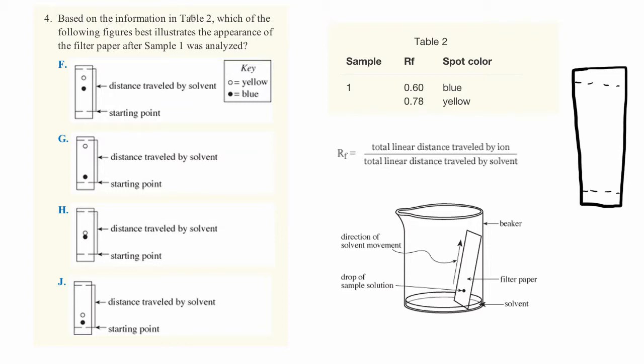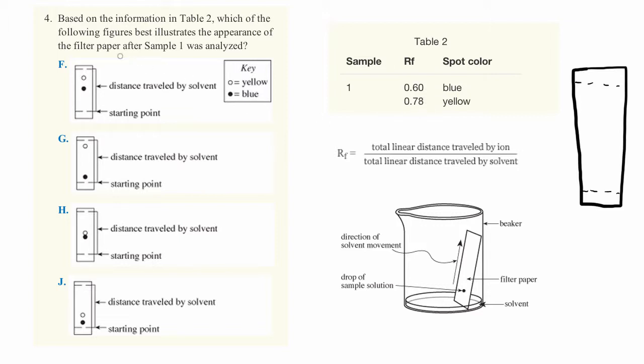Based on the information in Table 2, which of the following figures best illustrates the appearance of the filter paper after sample 1 was analyzed? So here we have Table 2, the first sample, and they talk about how our filter paper should have 2 spots on it, one blue and one yellow, and then they give us the RF values of these spots.